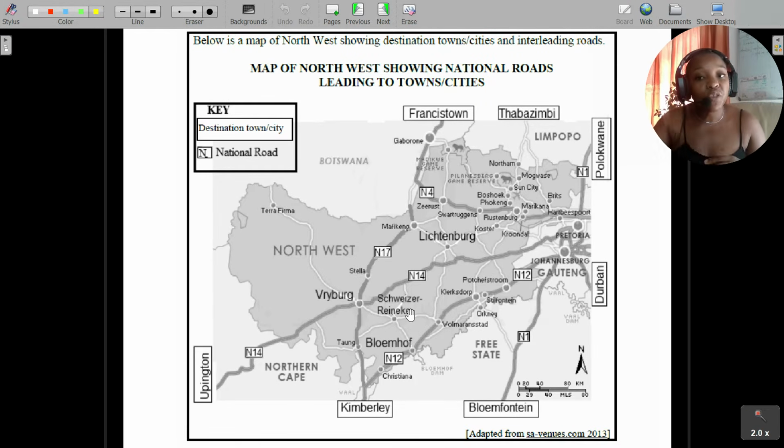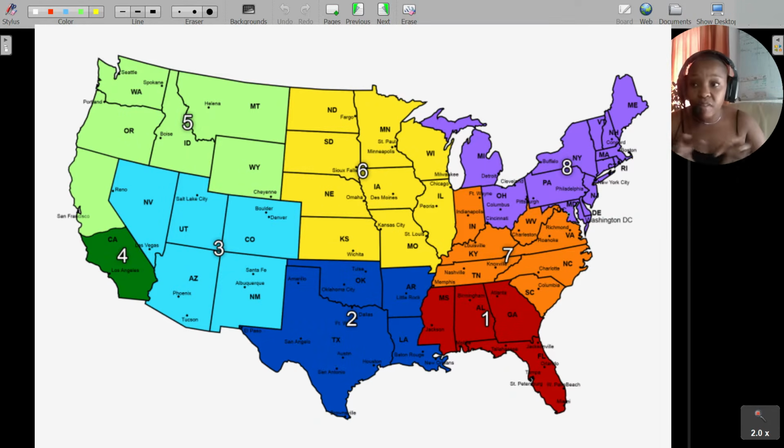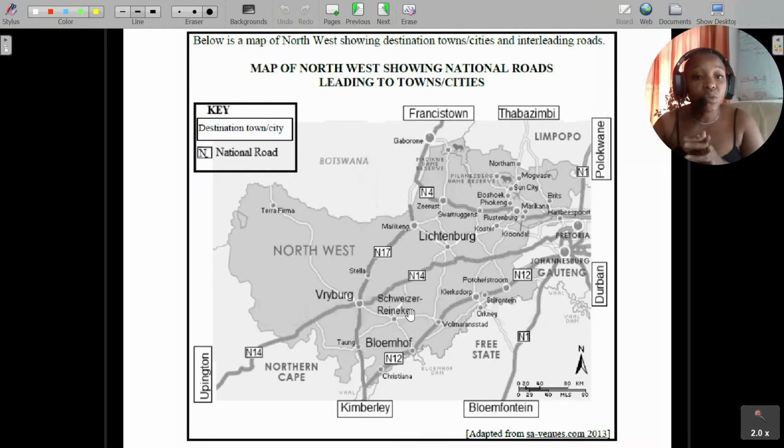And what is a regional map? In the previous video tutorial, we looked at a regional map. What is a regional map? It's a map that shows different regions, maybe different countries or different provinces indicated on that map. You're able to differentiate between those different provinces or countries by the different colors or different shades that are used on the map. So please just know the difference between those two.